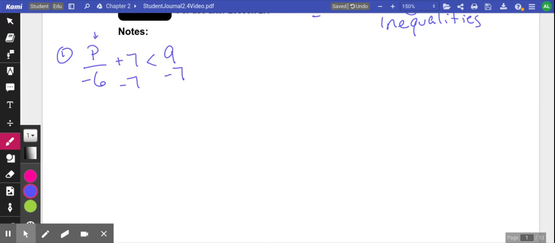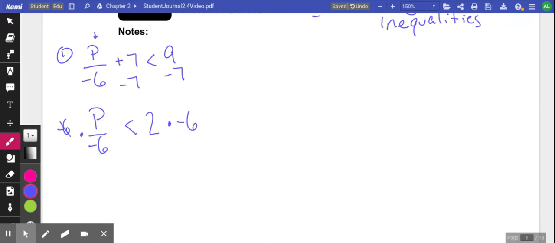All right, so we're going to subtract 7 from both sides, so I get P divided by negative 6 is less than 2. All right, now remember, I subtracted 7, but I didn't multiply or divide by a negative, so I don't need to change the sign for this step. But now I have P divided by negative 6. So here I am going to go ahead and multiply by negative 6 on both sides.